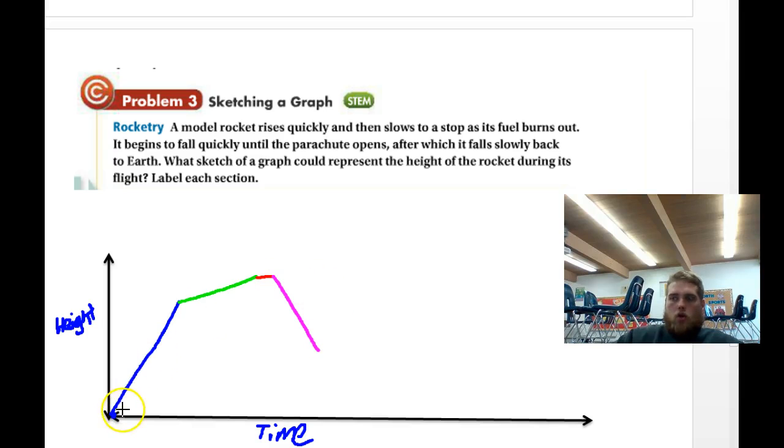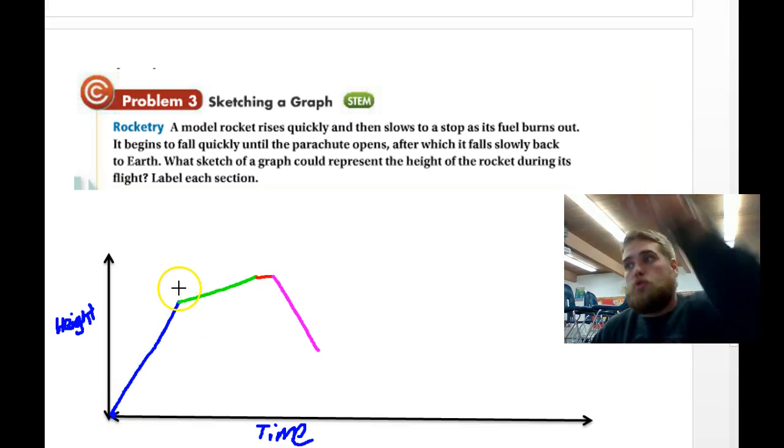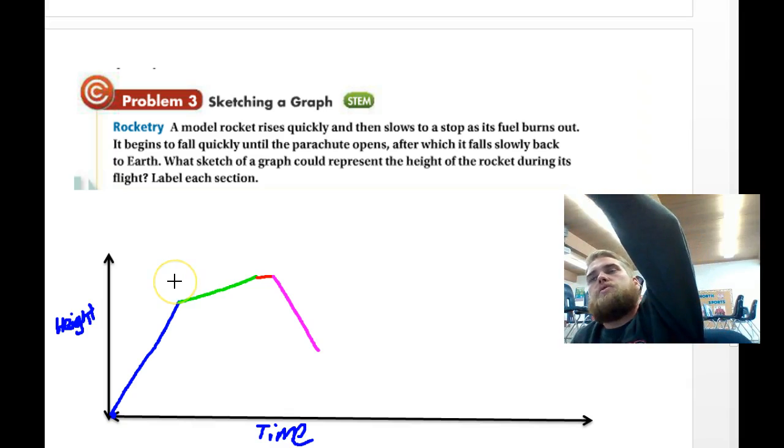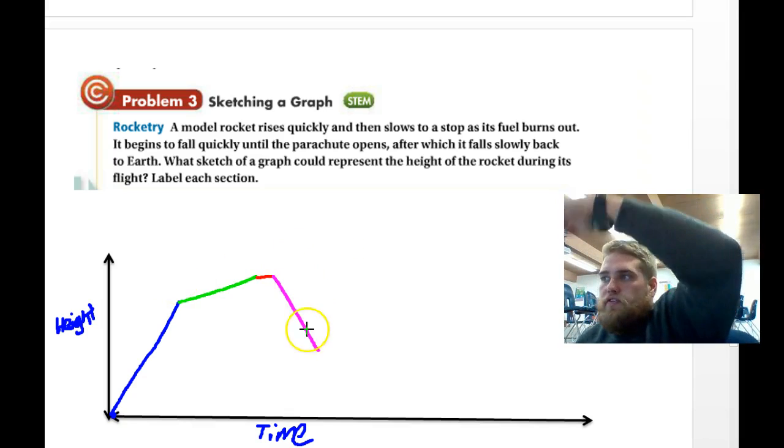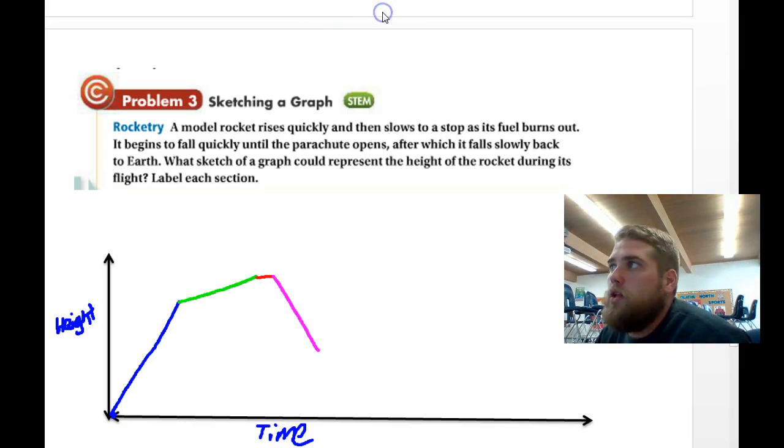So we rose really quick, whoosh. Then we kind of still rose, but it was slower. Then we hit our top, right? Then we started falling back down to Earth more quickly, and then finally the parachute opened and we drove slow. Make sure we get all the way back down here.